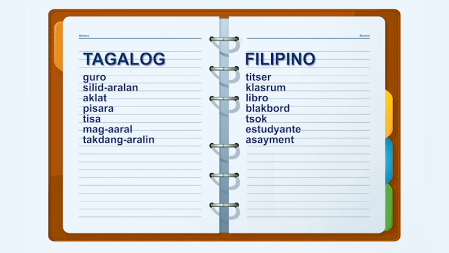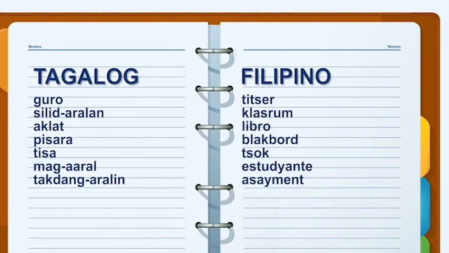Look at the new Filipino words again. Do they sound familiar? They probably do. They are borrowings from other languages spoken in the Philippines, particularly English and Spanish. If you look at them closely, you will notice that teacher is derived from the English word teacher. Classroom is derived from the English word classroom. Libro is the exact same Spanish word for book.